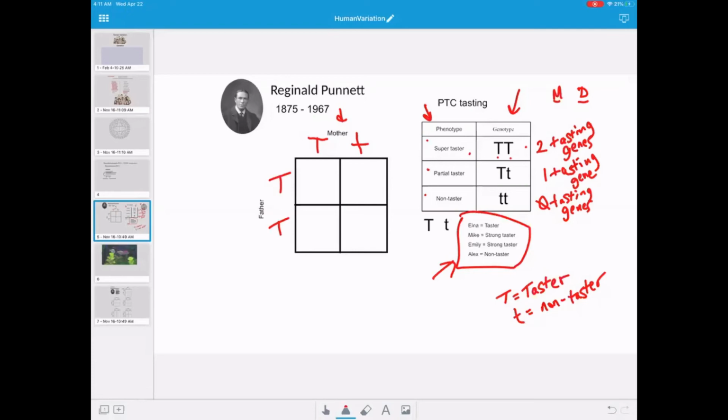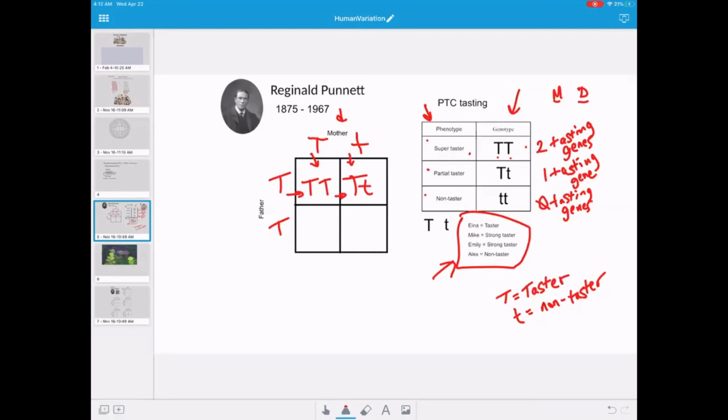And so now the way the Punnett square works, just like a multiplication table, you're going to just kind of bring these letters over and down. And so that means in this first box right here, you're going to have a capital T and a capital T. So a capital T from mom and a capital T from dad. Now in the second, I'm a partial taster. So you're going to have one capital T from dad and one lowercase t from mom. Okay, so far in those two boxes, we have one super taster and one partial taster.